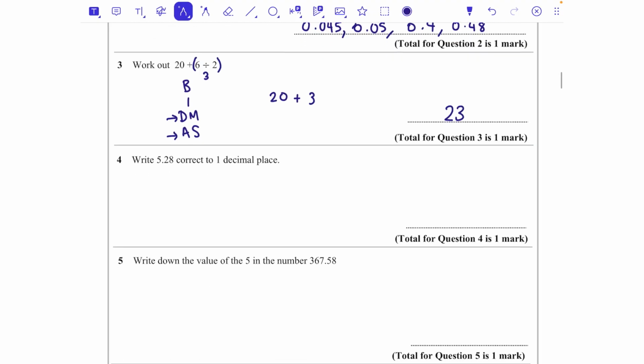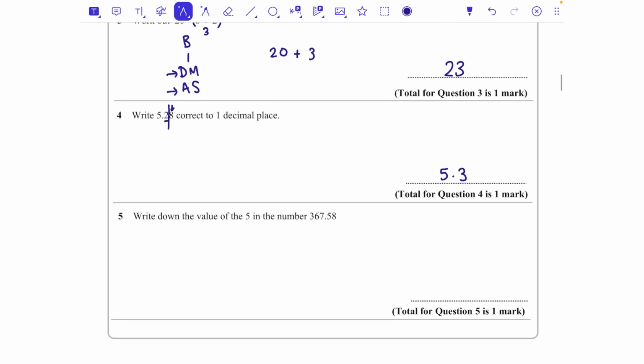Question number 4, write 5.28 correct to 1 decimal place. 1 decimal place means you want one number after the decimal point. Now if we chop the number off and we check the next number, 8 rounds up: 5 and above rounds up, 4 and below rounds down. So because it's an 8, it's going to round that 2 up to being a 3. So 5.3 would be your answer there.